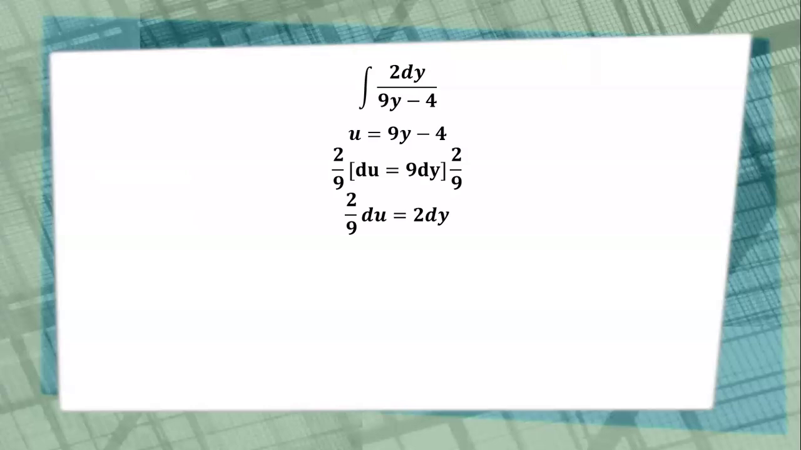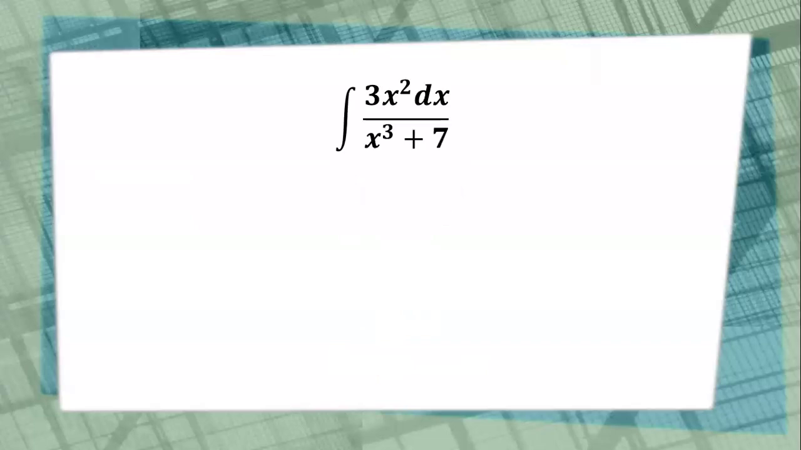2 over 9 du is equal to 2 dy. So we can now use it by substitution. We replace 2 dy as 2 over 9 du, then over u. So it becomes like that, 2 over 9, the integral of du over u. Then the answer becomes an ln, right? A natural logarithm. So we have 2 over 9 ln of the absolute value of u. Then we'll get 2 over 9 ln of the absolute value of 9y minus 4 plus c. I hope you understand.